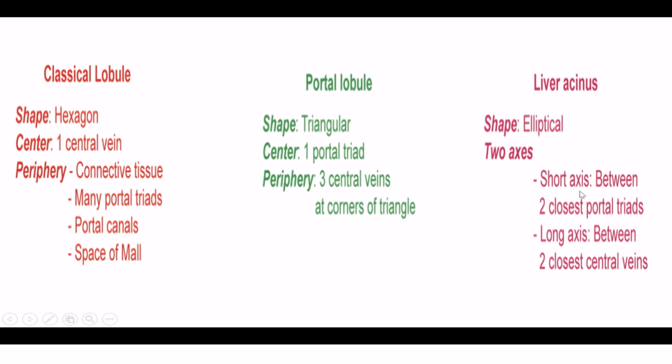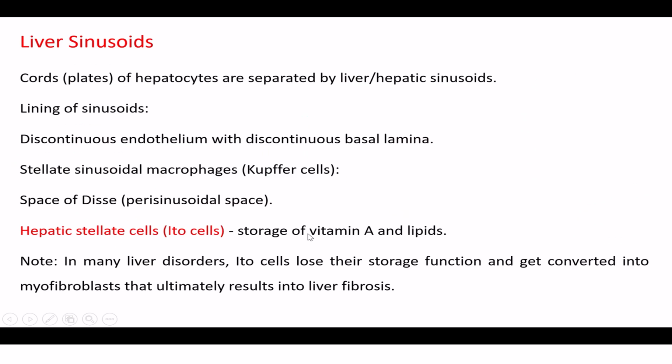Then you can see there is short axis between the two closest portal triads and long axis between two closest central veins. So liver sinusoids, these cords of the hepatocytes are separated by liver or hepatic sinusoids. The lining of the sinusoids is discontinuous endothelium with discontinuous basal lamina, and there are stellate sinusoidal macrophages called Kupffer cells, and there is space of Disse between the hepatocytes and the sinusoids.